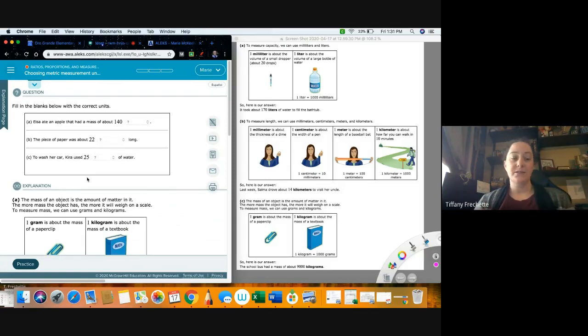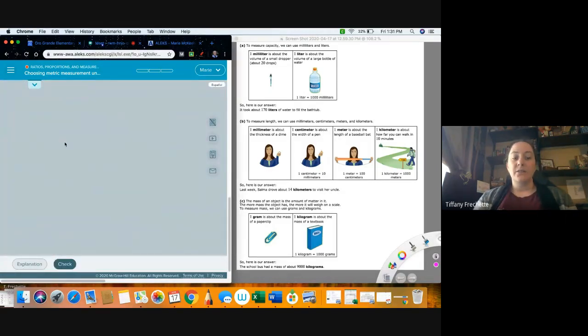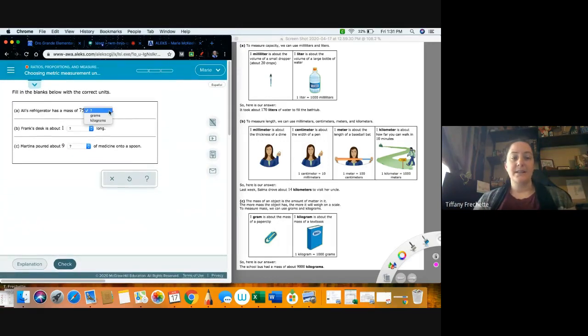I'm going to leave this up here so we can reference it. And let's go to the next page. The other thing it's going to give us too, let's scroll up here, is a drop down. So there's a choice. It says Allie's refrigerator has a mass of 75. We're either going to choose grams or kilograms. So 75 grams, do we think her refrigerator weighs 75 paper clips or 75 textbooks? Even 75 textbooks, I'm not sure that's quite enough. But we'll go with textbooks on that one because it's definitely not 75 paper clips for a refrigerator.